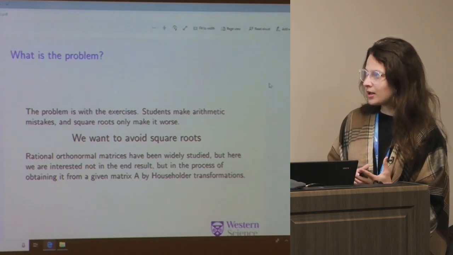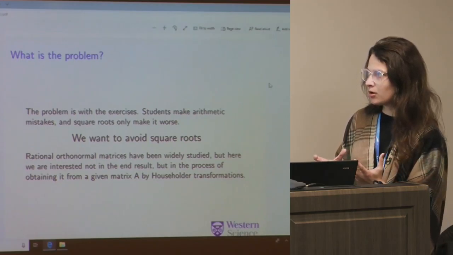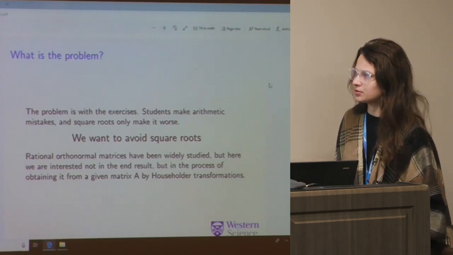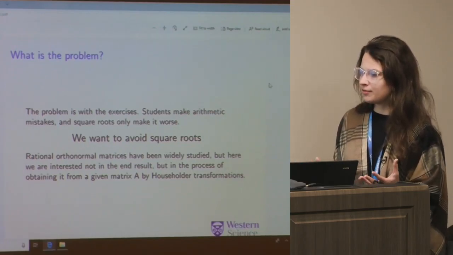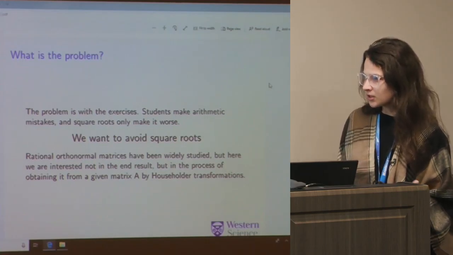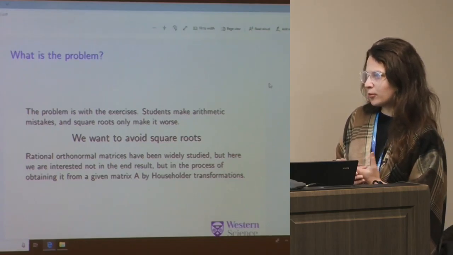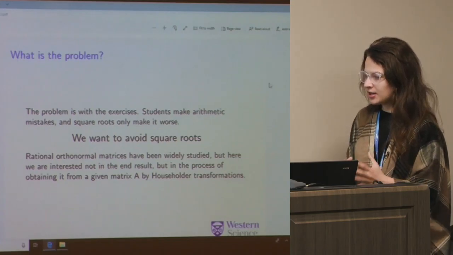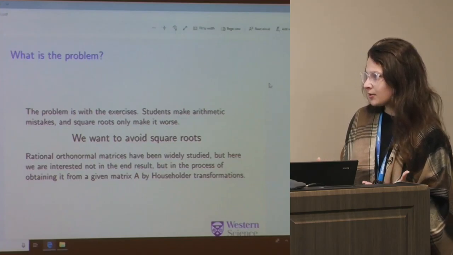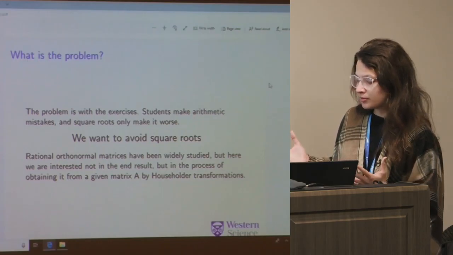We know that a lot of square roots appear when you are dealing with norms and with householder transformations. So it is hard to know in advance which matrices to choose in order to set up a problem in a quiz or in an exercise. So we designed a method that generates matrices that are guaranteed to ease that burden. We want to avoid square roots. That's the main goal.